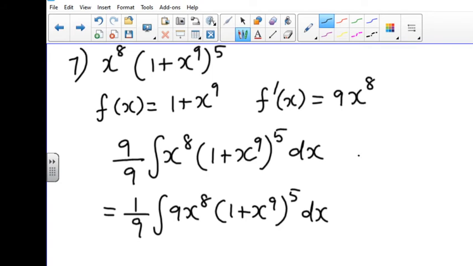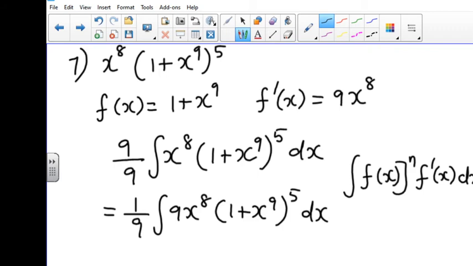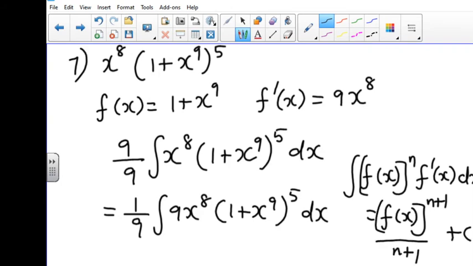The formula is the integral of (f of x) whole power n into f dash of x dx is equal to (f of x) whole power n plus 1 divided by n plus 1. So this is the formula we are going to apply. So what is f of x now? 1 by 9 stays as it is. f of x is (1 plus x power 9) whole power 5, so we add 1 to the power, 5 plus 1, divided by 5 plus 1, plus c.